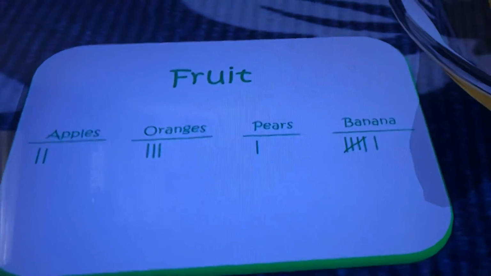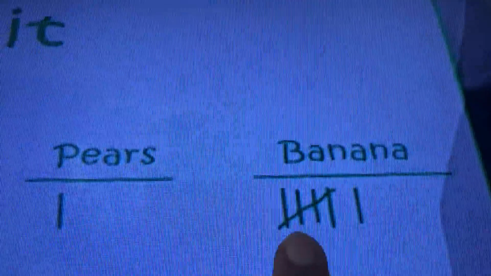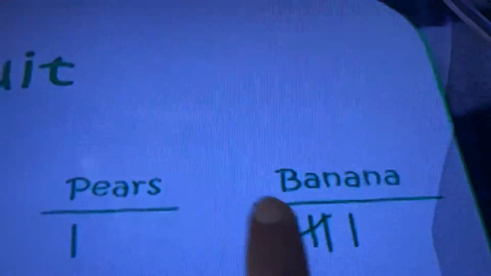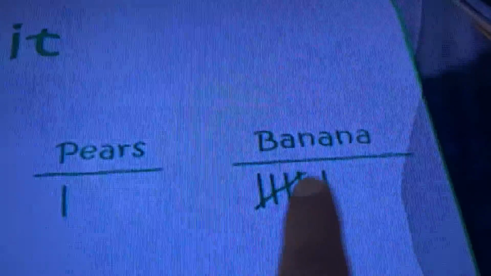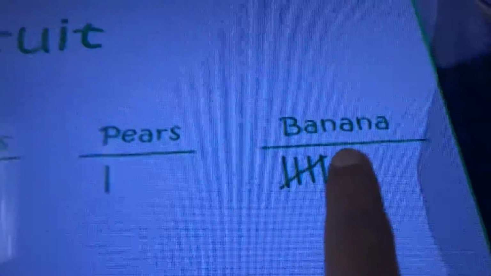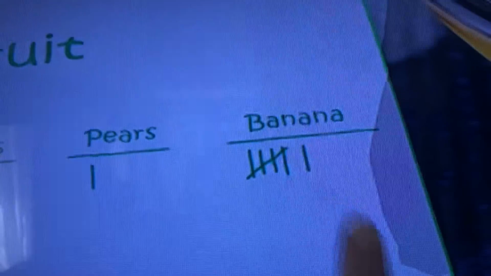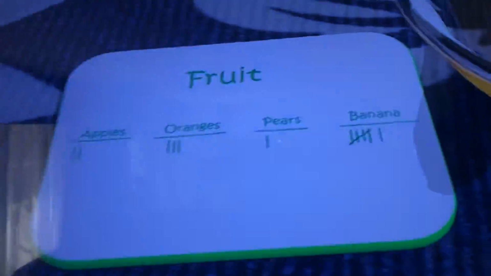Pears, just 1 tally. Now, banana, I want you to look at closely because we do 1, 2, 3, 4, and then we cross it out. But we say cross it out, but we really mean 5. So this is 5. 5 plus 1 is 6. So we go 1, 2, 3, 4, cross it out. We always remember to do that. But cross it out also means 5. So we count again. 1, 2, 3, 4, 5, 6. So 6 people voted for bananas. What had the most votes?